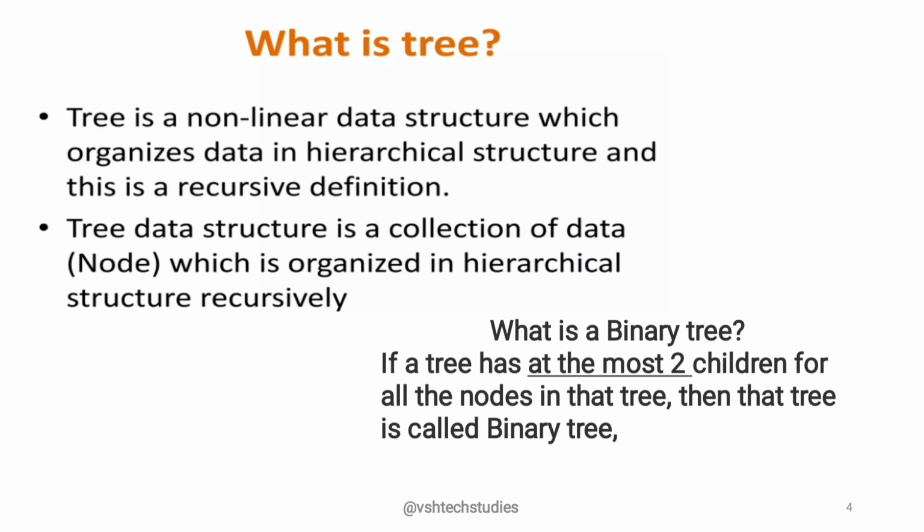What is a binary tree? In a tree, if you take any node, and all the nodes have at most 2 children, means a node may have 0 children or 1 child or 2 children, then that kind of tree is called a binary tree.